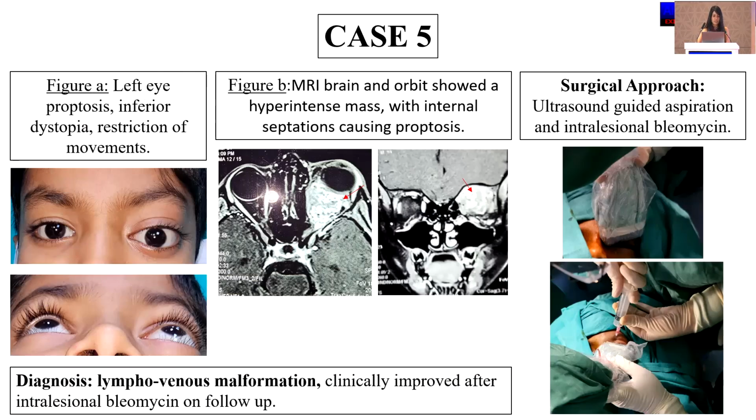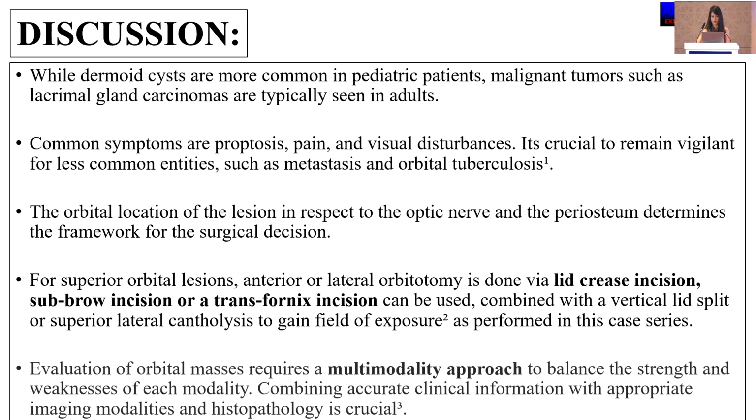Case 5 was a 12-year-old child who presented with left eye proptosis, inferior dystopia, restriction of movements. MRI was suggestive of a hyperintense mass with septations, leading to a diagnosis of lymphovenous malformation, and an ultrasound-guided aspiration and intralesional bleomycin was given, and the child improved clinically on follow-up.